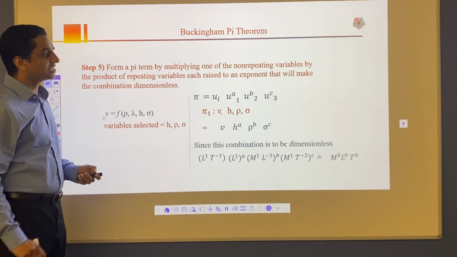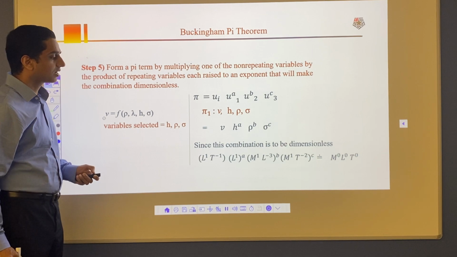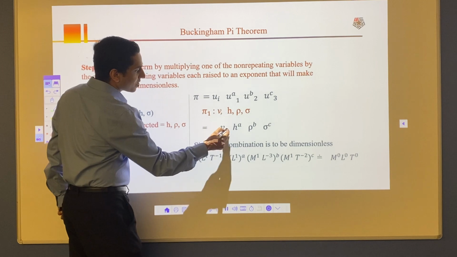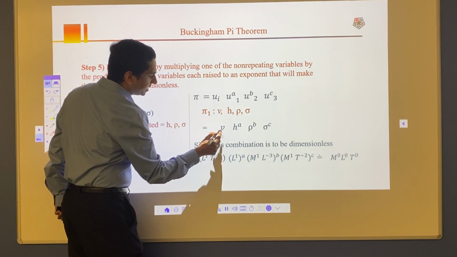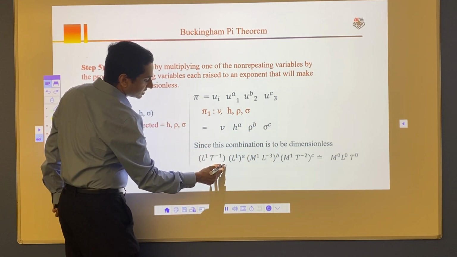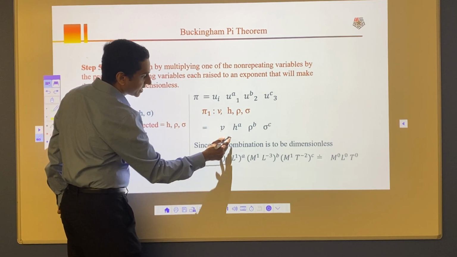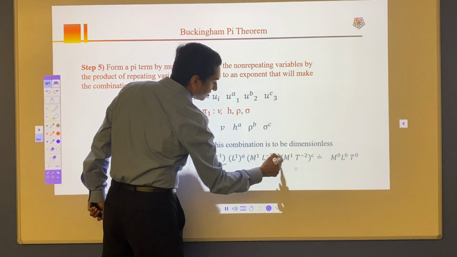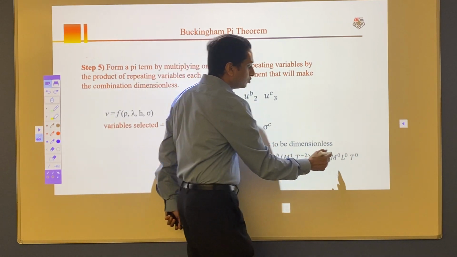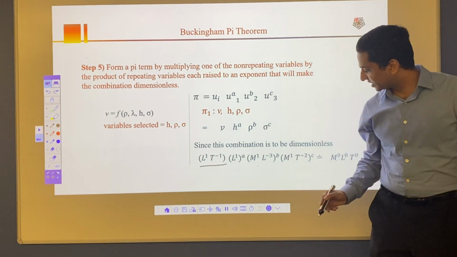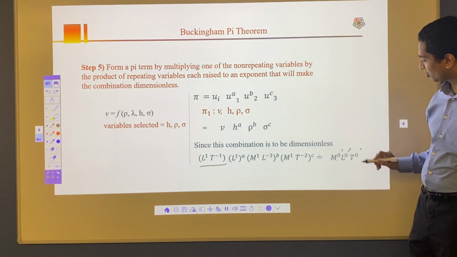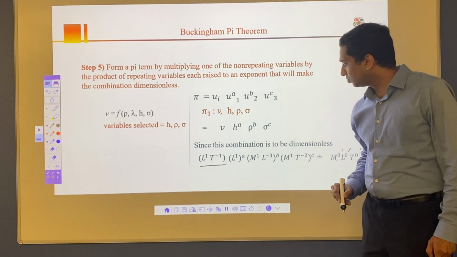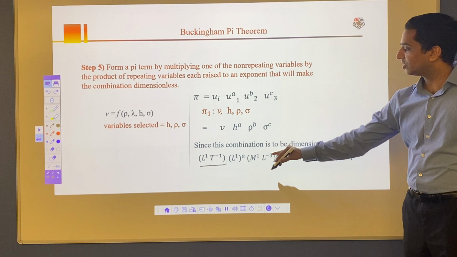Since the combination has to be dimensionless, I'm going to say that these are my variables. For velocity, I'm going to write down the dimension for velocity, meter per second, L1 t minus 1, then height, then density, and then your surface tension raised to a, b, c is equal to 0, 0, 0. As it has to be dimensionless, I'm going to write down 0, 0, 0 here. Now, all my objective is to calculate the values of a, b and c.